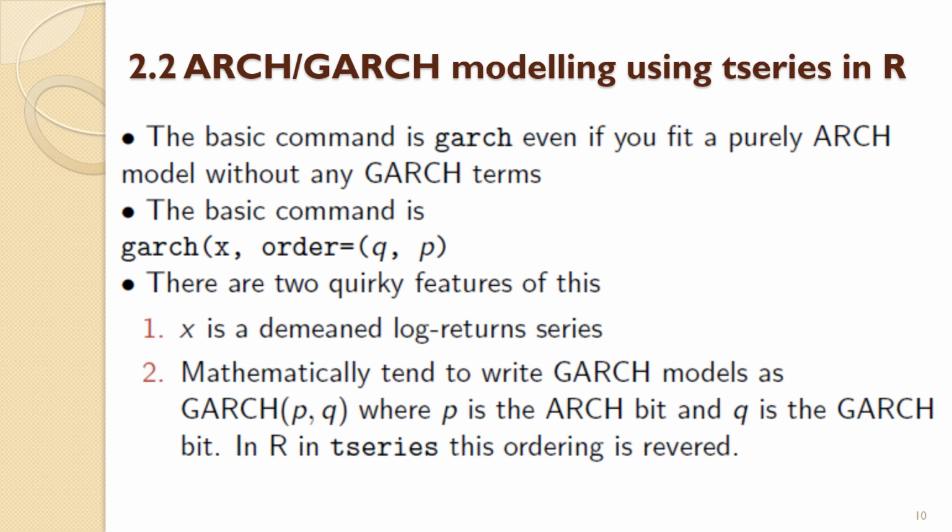So just to re-emphasize then that x has to be a de-meaned log return series. That might sound hard, but it's actually really straightforward. You just have to subtract the mean from the log return series, and the tseries ordering gets the GARCH(p,q) bit the wrong way round. Okay, so this is a bit of a pain. But as I said before, precisely because this is so quirky and a little bit imperfect, it actually makes it easier to remember and to ultimately use.